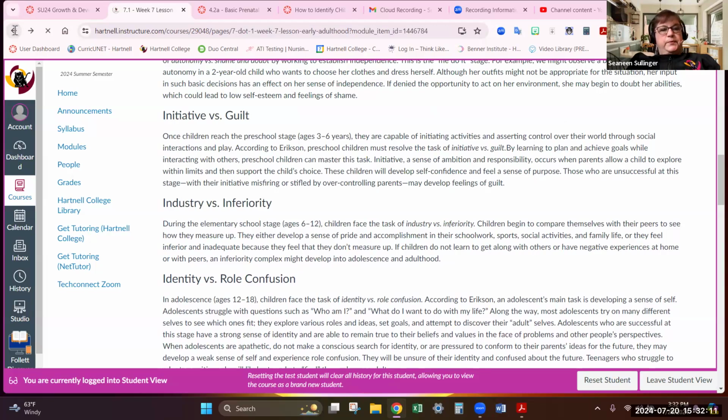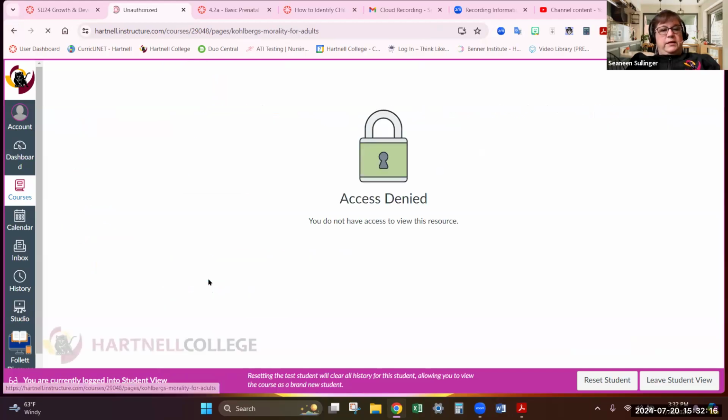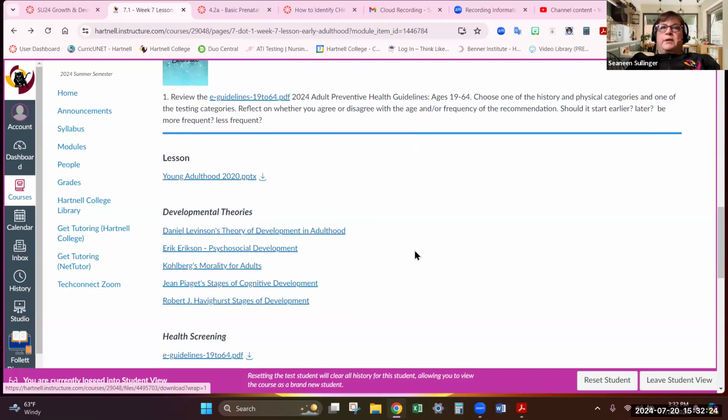All right, then we will go back. Let's check out Kohlberg's Morality for Adults. Oops, I will open that up. So sorry, that link doesn't work. I will fix that, but that will center on conventional and pre-conventional. We talked about that in the adolescent lecture as well, looking at more societal roles and what a person feels is morally and ethically correct.